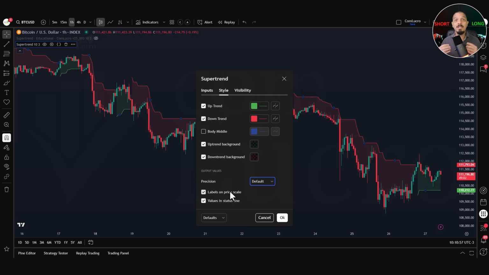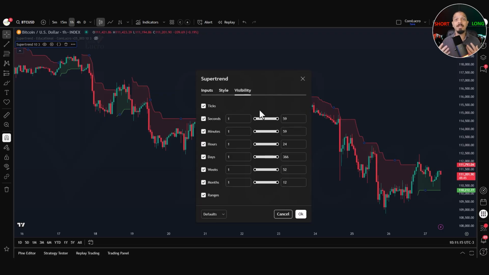Finally, you have two additional display options. Labels on price scale adds markers on the right-hand side of the chart showing current Supertrend values. And values in status line displays the real-time values and parameters of the indicator in the top left corner for easy reference. Finally, we have the Visibility tab.